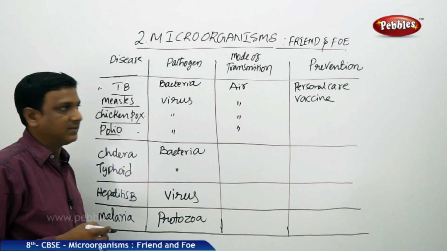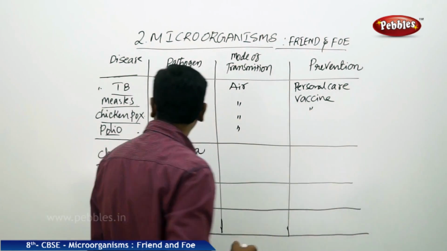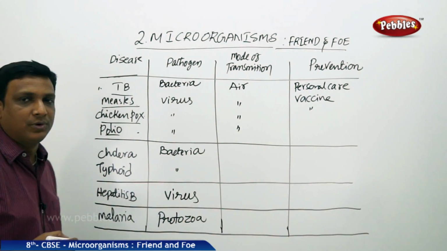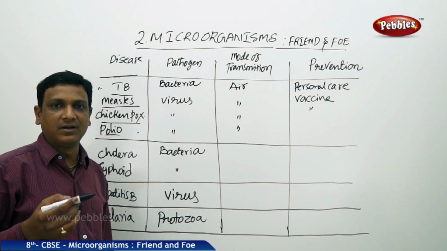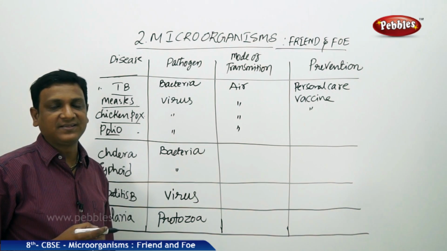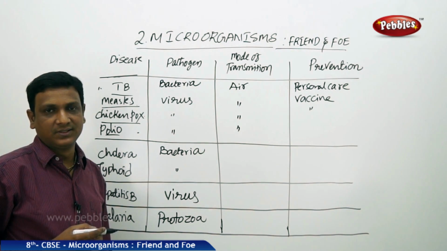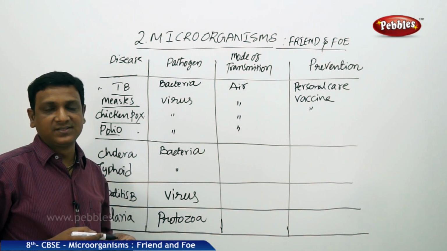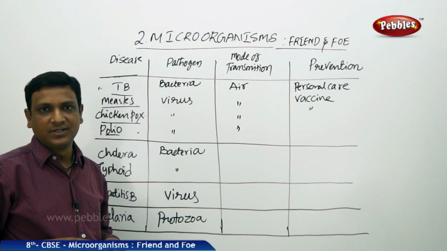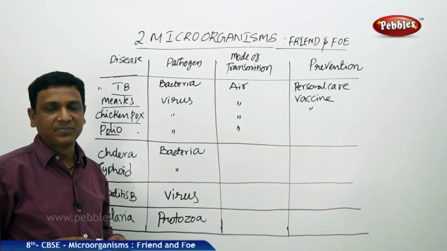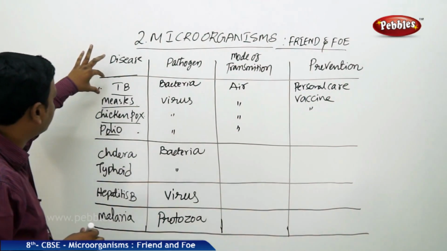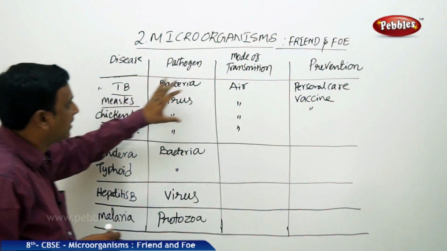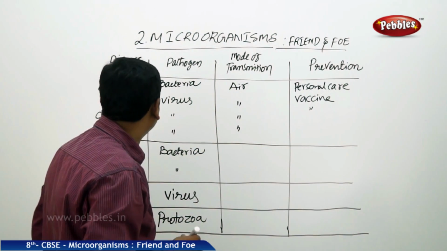But how can we prevent that? Again, vaccine. Vaccines are available for measles, chickenpox and polio, which are given to the small children at an age of 6 months or 12 months or 18 months. These vaccine doses are given to the small children. And oral polio vaccines are given up to 5 years of age. So by that the polio can be prevented. So here prevention is the measure. And these four diseases, TB, measles, chickenpox and polio, they are spread by the air.